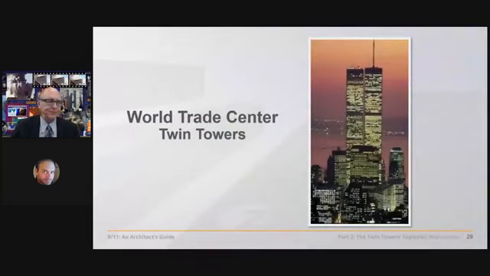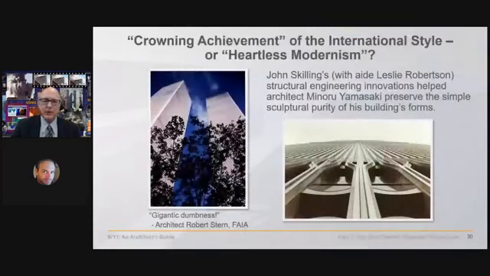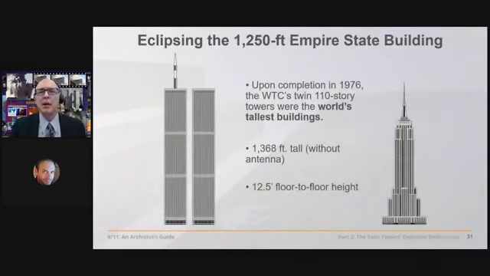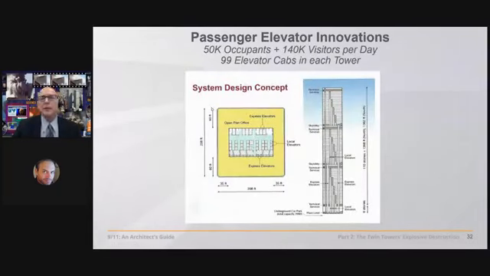The Twin Towers. How did they come down? Well, let's talk about the design just a little bit. Some called it the crowning achievement of the international style. Others criticized it as heartless modernism. And we have Robert Stern, famous architect, calling it gigantic dumbness, right? You just extrude 2 squares until they become the tallest buildings in the world. Well, compare that to the beautiful unfolding massing of the Empire State Building, which was the tallest building at the time.